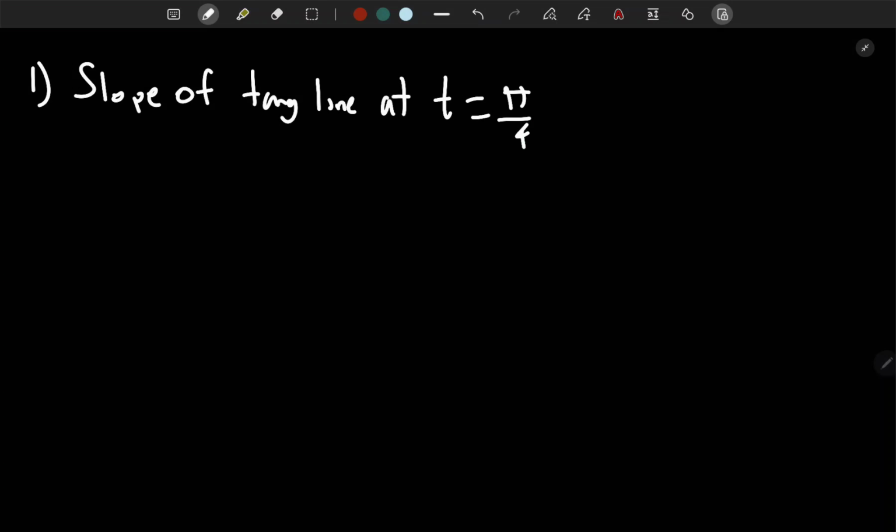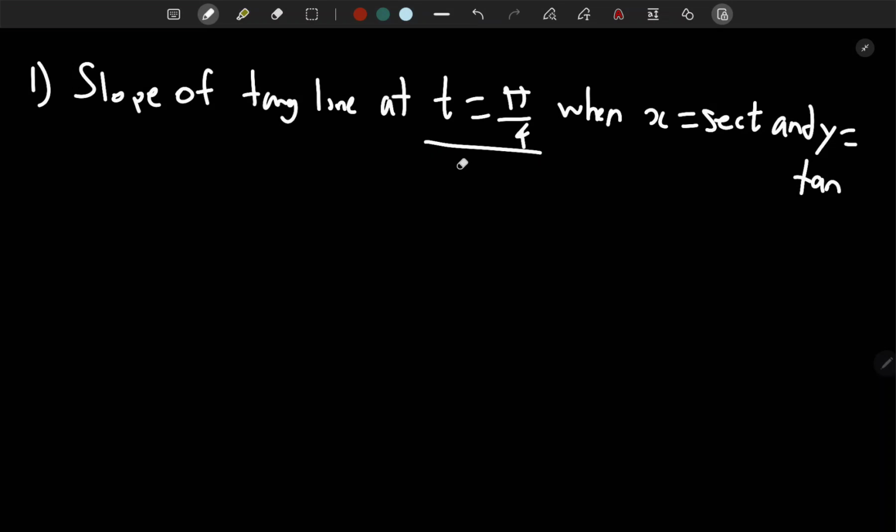So question 1 is to find the slope. Slope is, by the way, the derivative, so don't get confused, of the tangent line at t is equal to pi over 4, where x is equal to secant t and y is equal to tan t. Let's just apply the formula, and this time in this question we are given a t value, so we'll just substitute this in the final answer.